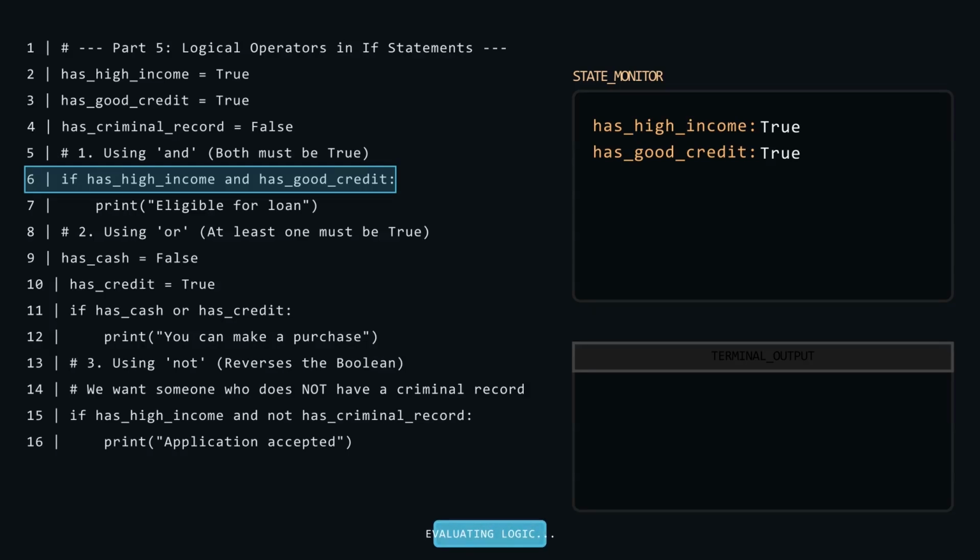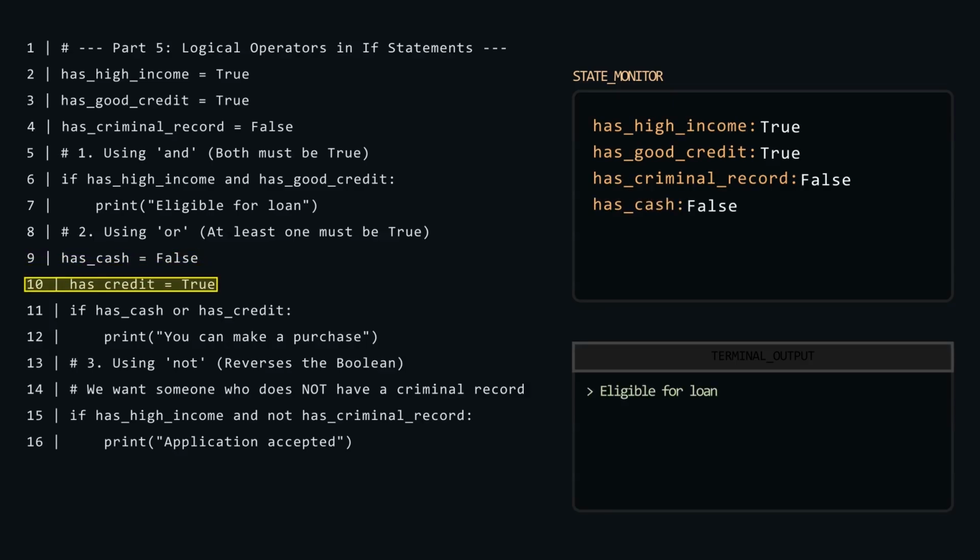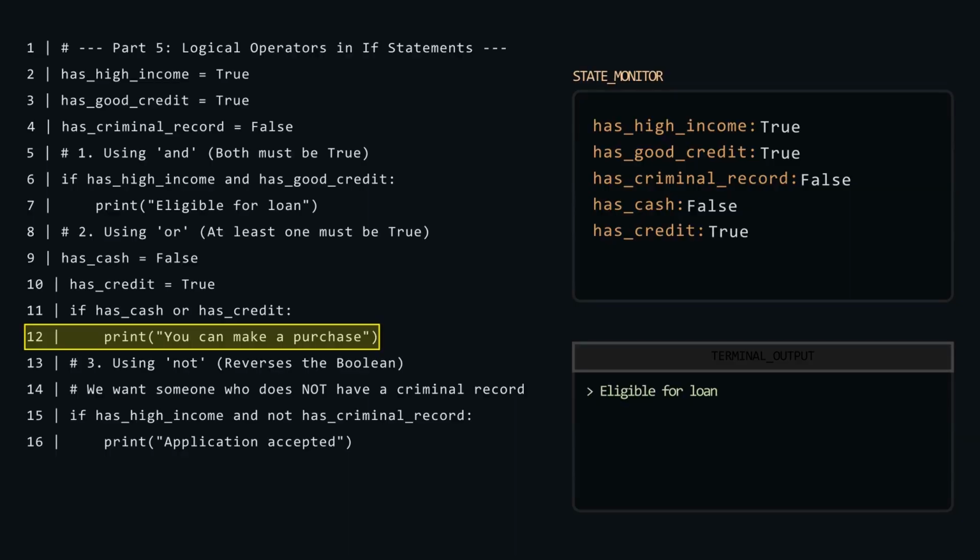First, we use the and operator. If both has_high_income and has_good_credit are true, then print eligible for loan. Next, we use the or operator with the has_cash and has_credit variables. If either has_cash or has_credit is true, meaning one or both are true, then print you can make a purchase.